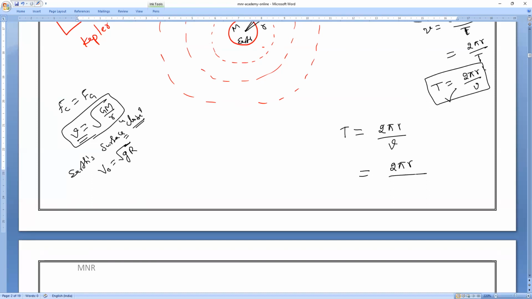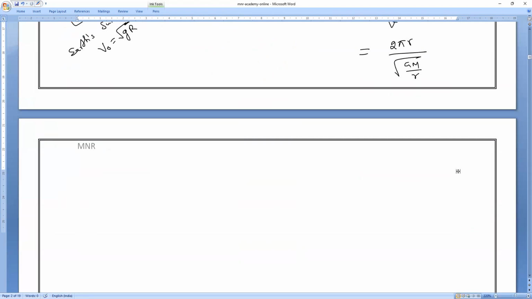So that is 2 pi r divided by root over GM divided by r. Now I will write this one. Can I write root as r power 1 by 2? Please respond. What do you mean by root? 1 by 2. So this r power 1 by 2 will come up.